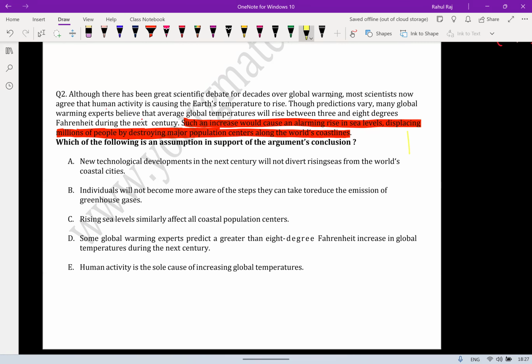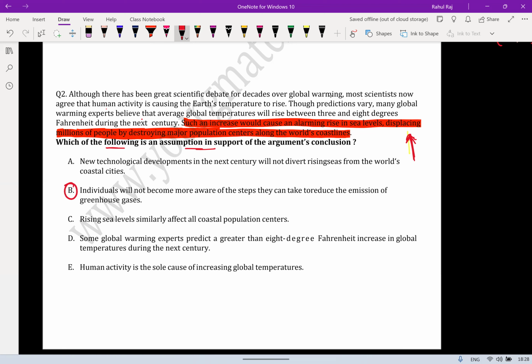So when I read this conclusion, tell me one thing, Tara, what should be the negation of it? How do you negate this statement? Like, how do you weaken this statement? Saying that such an increase would cause an alarming rise in the sea level, displacing many people. People should not be displaced. That would be a potential weakener for this particular statement. Don't you feel? Without even reading the answer choices, if you understand this is a conclusion. Now the question says, which of the following is an assumption in support of the argument's conclusion?